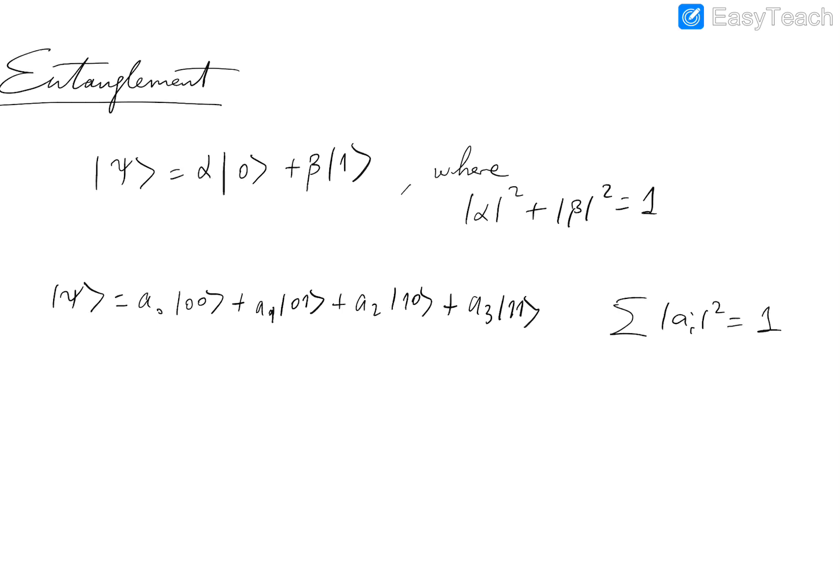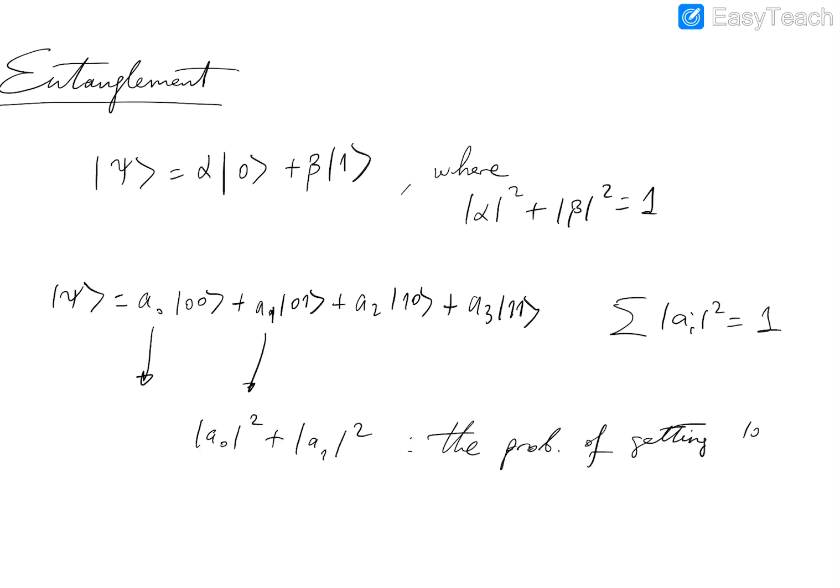So the probability of seeing 0 in the first qubit is simply modulus squared of this amplitude and modulus squared of this amplitude. So it's modulus A0 squared plus modulus A1 squared. Okay, so this is the probability of getting 0 in the first qubit when measured.